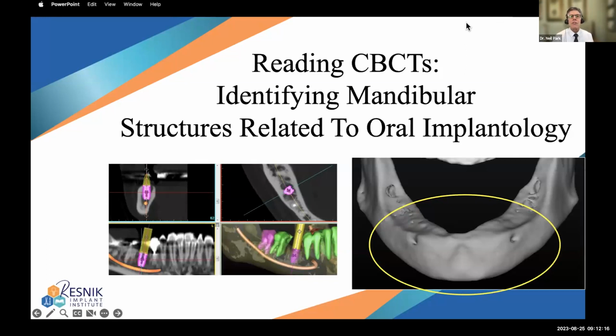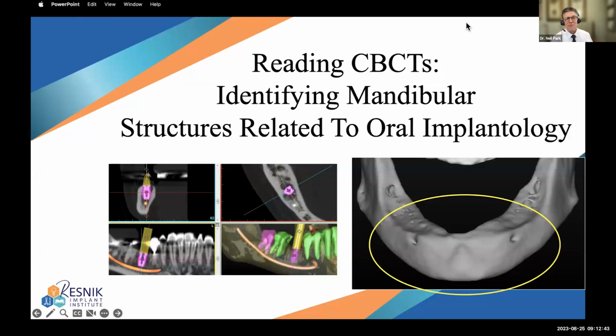His topic today is so important. Everybody's going out there and getting cone beam imaging equipment. And a lot of us don't really have the training to read these images and make sure that we get all the right information from them, particularly in how it'll affect our surgical procedure. So we brought Dr. Resnik back to teach us about reading cone beam CTs, identifying mandibular structures related to oral implantology. So Randy, take it away.